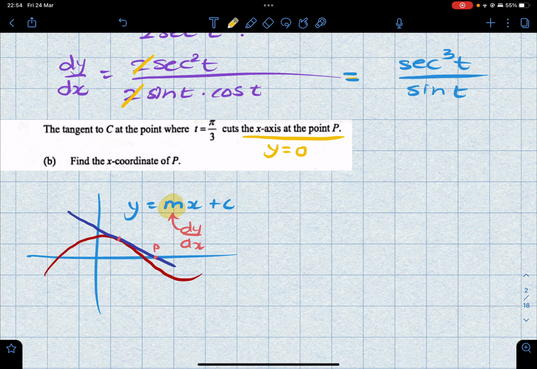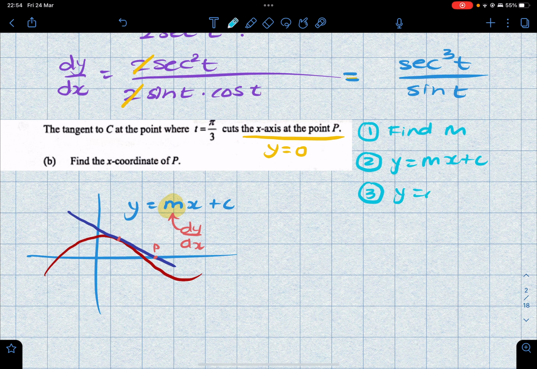So there's a few steps. Step 1, find m. Step 2, find y equals mx plus c. Step 3, y equals 0, find x. All right, so quite a few steps.